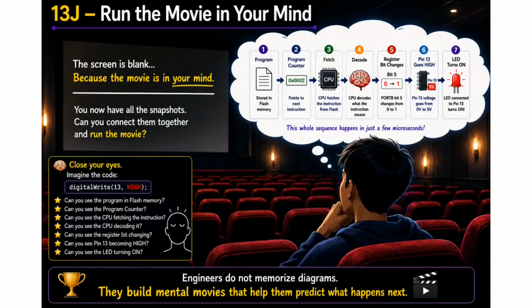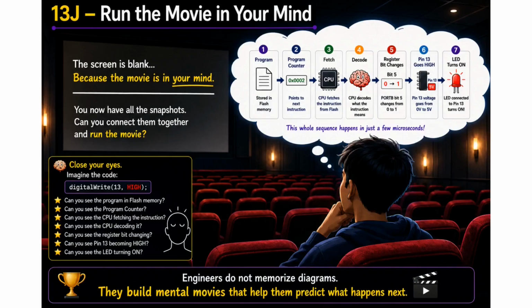Open your eyes now. Now I am going to tell you another secret. Close your eyes again. Run the movie over and over again in your mind until you understand and remember well.